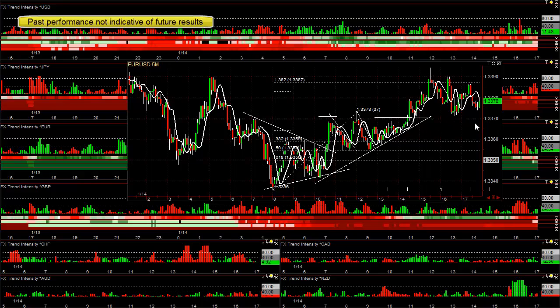So this is one of those cases where you could have bought the 3370 right here, put your stop underneath these lows. You're not even risking 10 pips, and your profit target's 17 pips up. And in this case, it went a little bit beyond that.